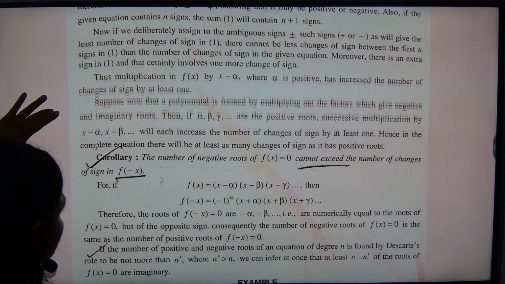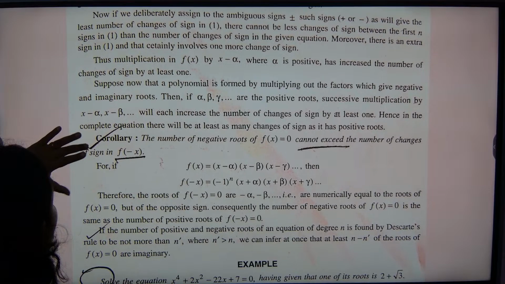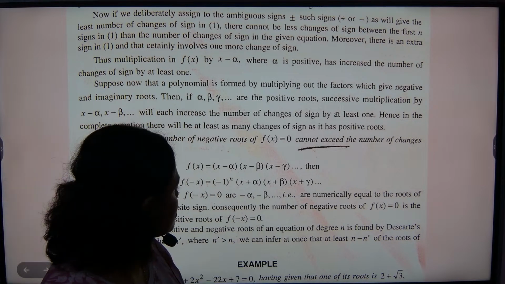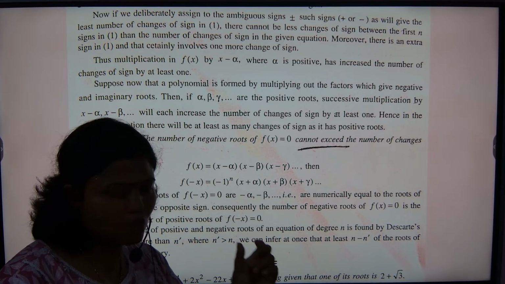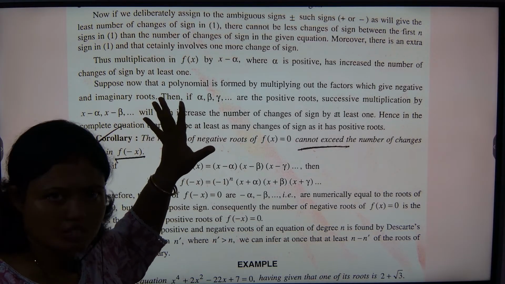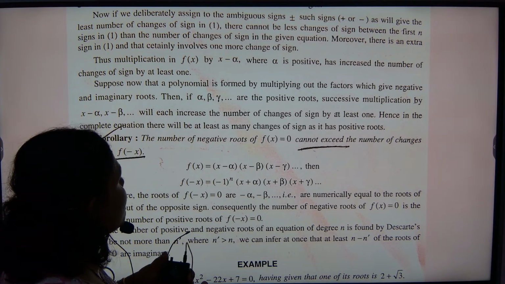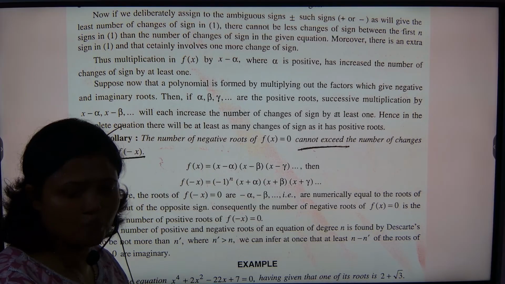That will be this one. This is done. So how many sign changes? At least that number of positive roots are there. You have to remember this Descartes rule. This is called Descartes rule. So sign changes, that means we have that much of positive roots.